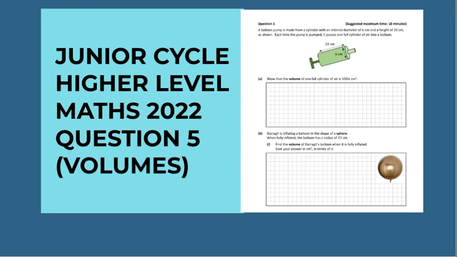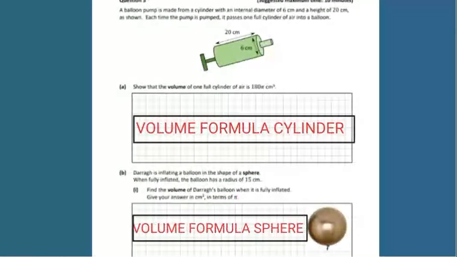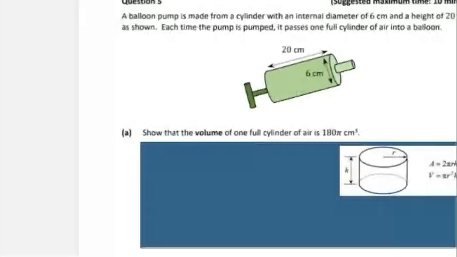Today we're covering the Junior Cycle Higher Level Maths question 5. Alright, so let's look at the volumes. Okay, so we have the volume of a cylinder first of all, where we have a pump, and the second part then is a balloon, that's a sphere. So we've got to get the formulas for those in your log table.